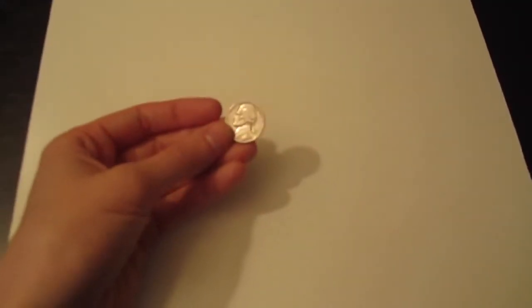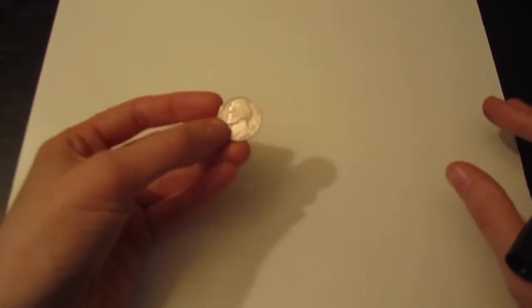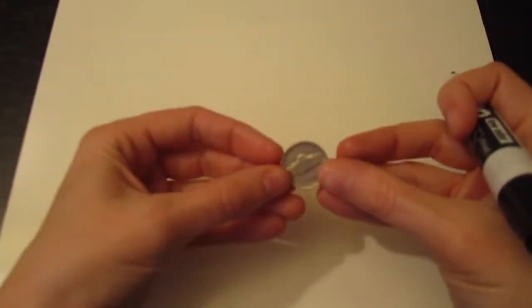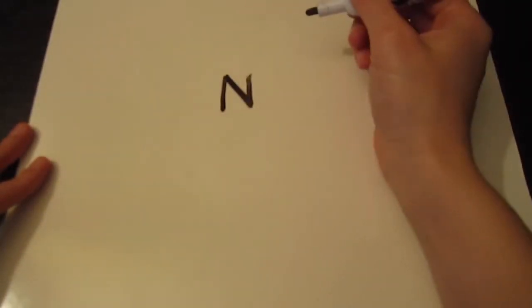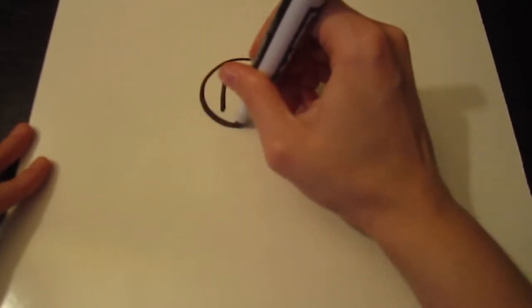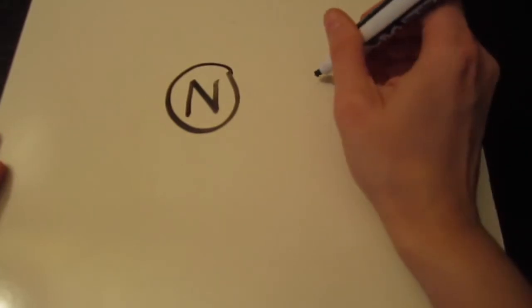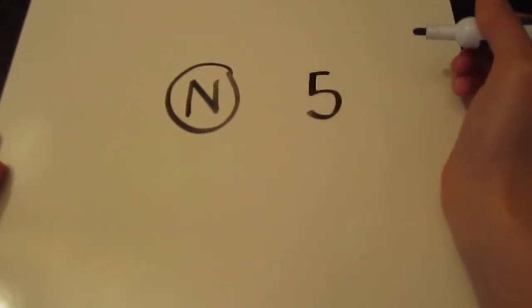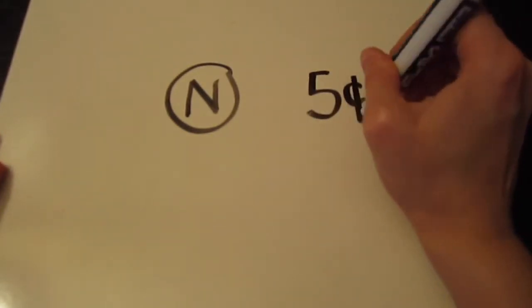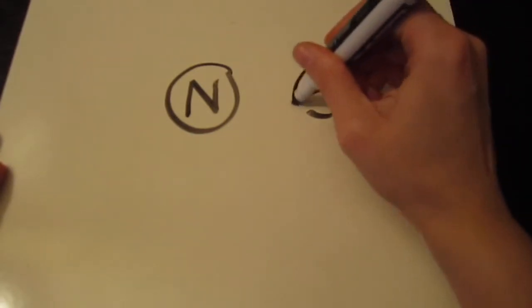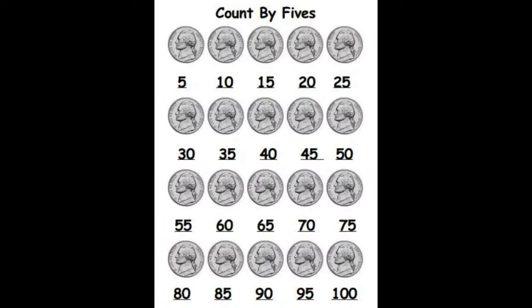Drawing a nickel. Whenever I want to draw a nickel on paper, instead of tracing this face or trying to draw Monticello, I am going to put the letter N for nickel and put a circle around it. Or I can put the number 5 because the value is 5 cents. And I'll put the cent symbol and put a circle around that.